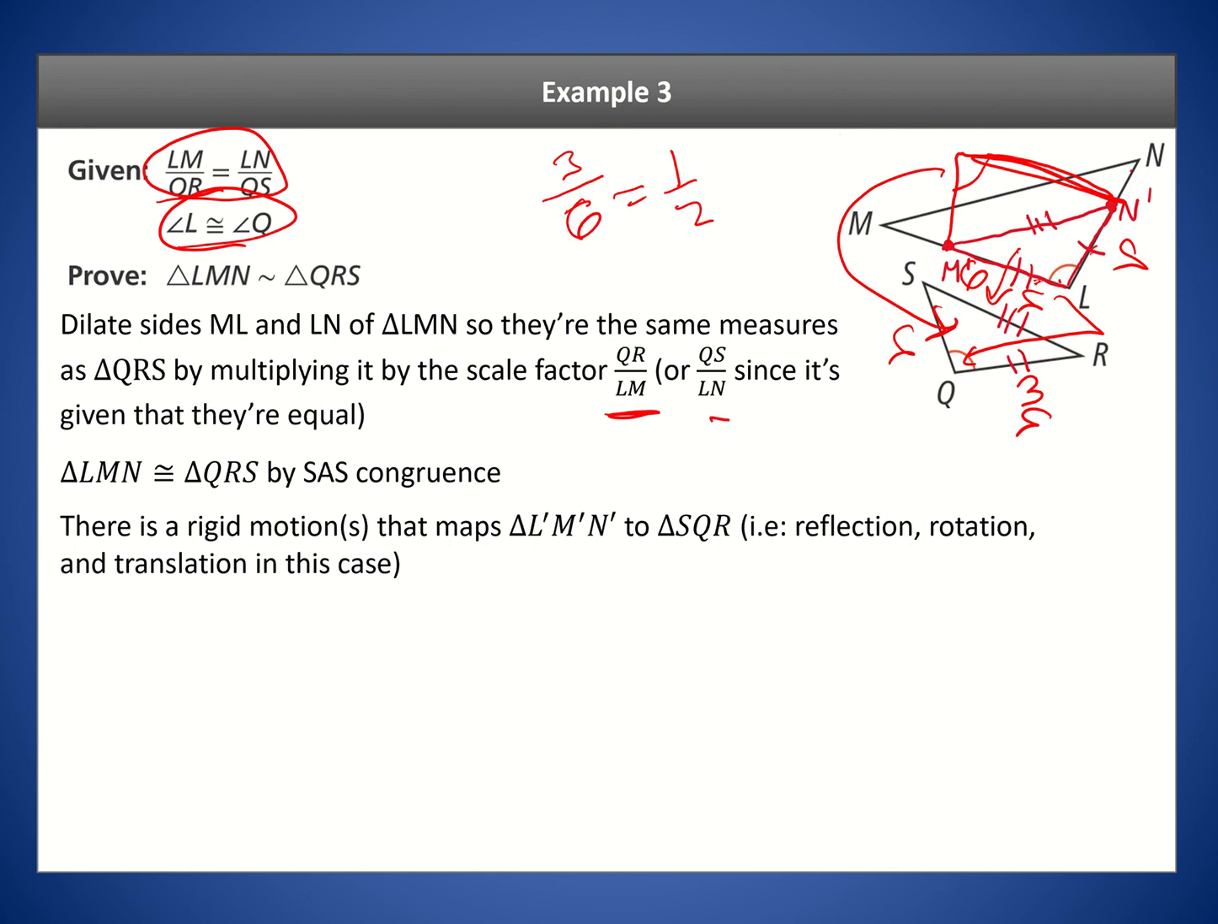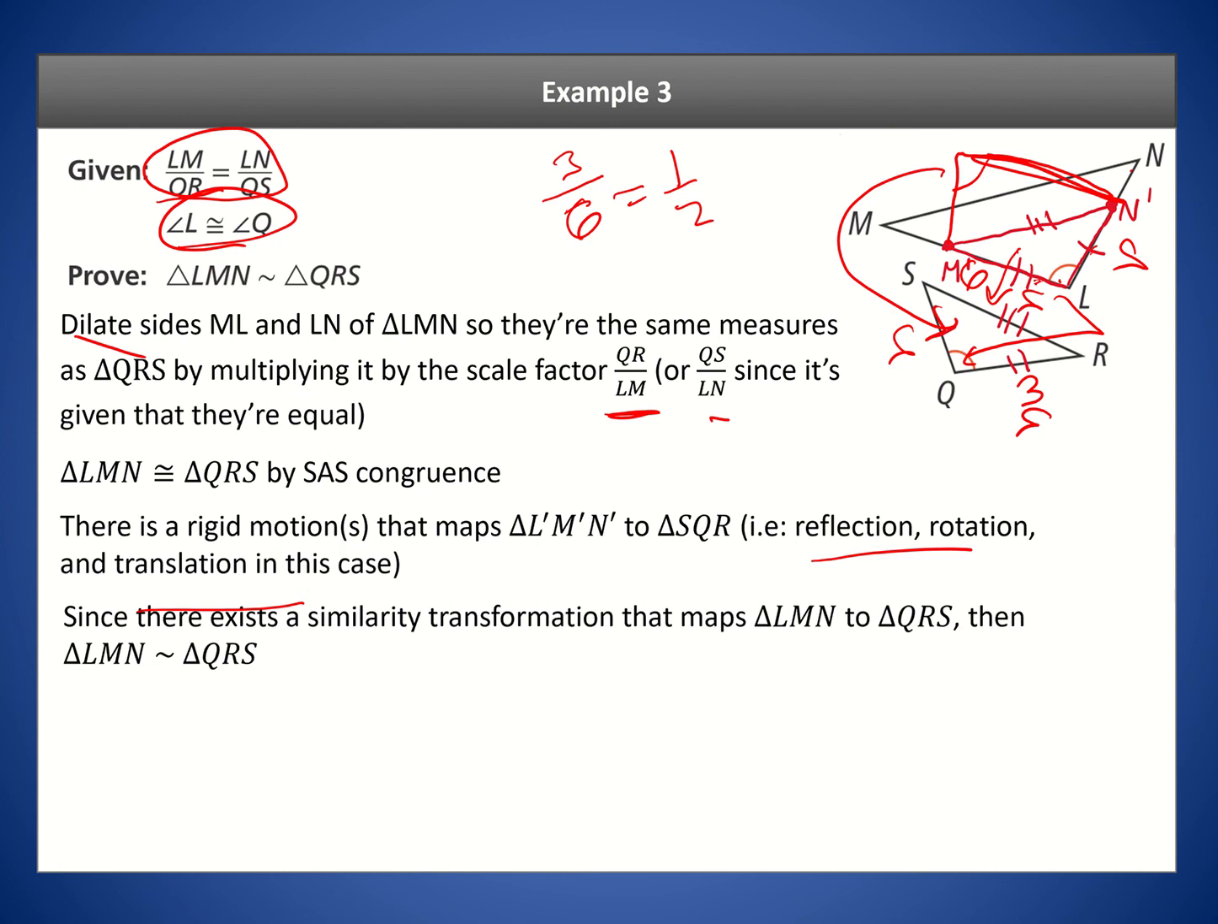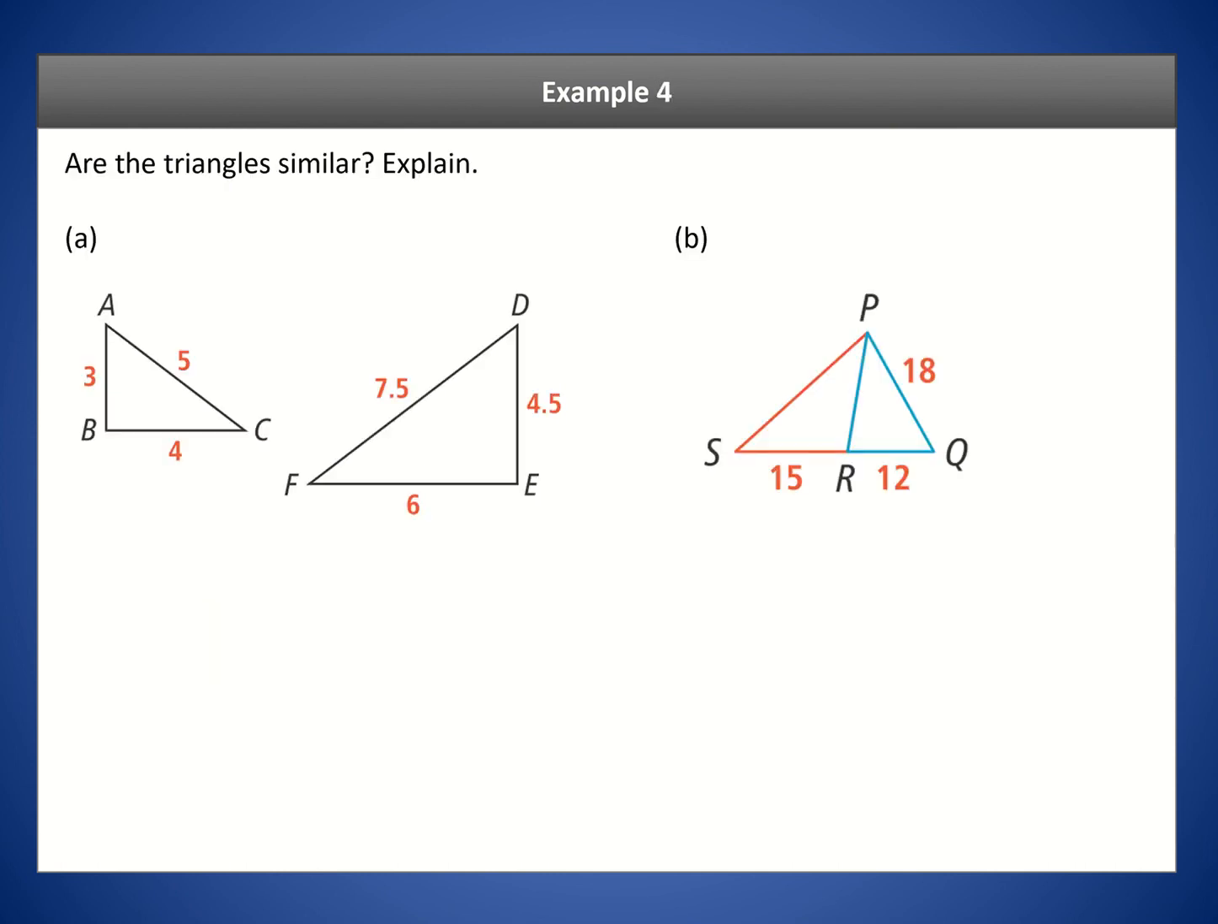Because there exists a rigid motion or a combination thereof, as well as a dilation, that means we have a similarity transformation, which means that these triangles are similar. That's the end of the proof. All right, so now we're done proving the similarity theorems. Let's go ahead and apply them.